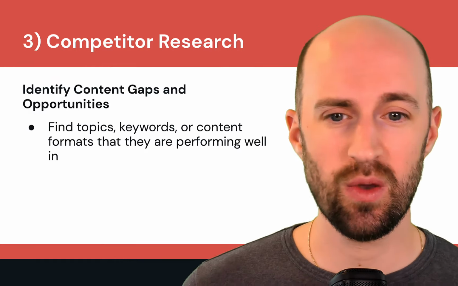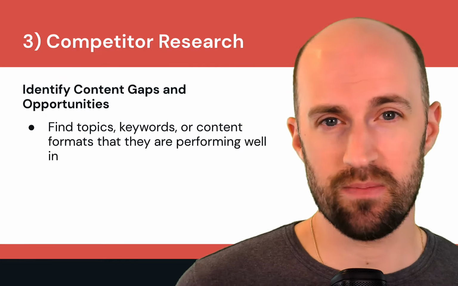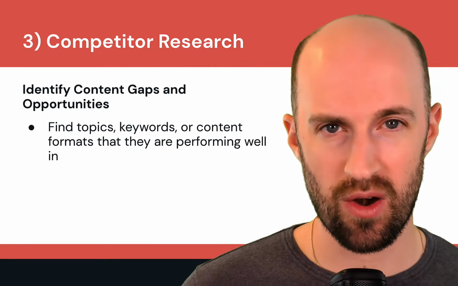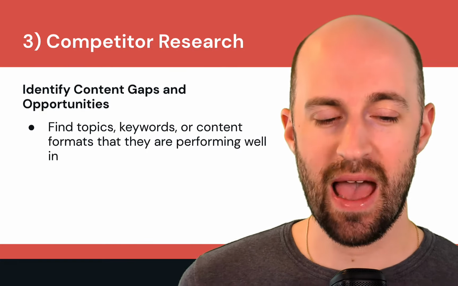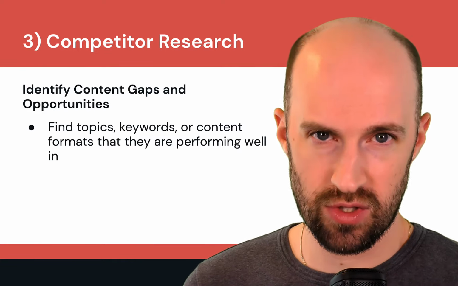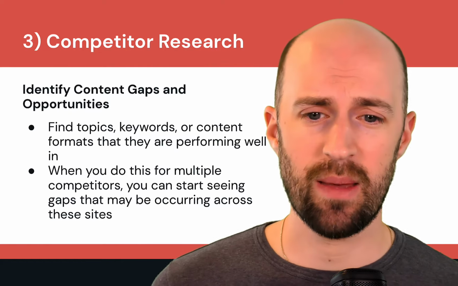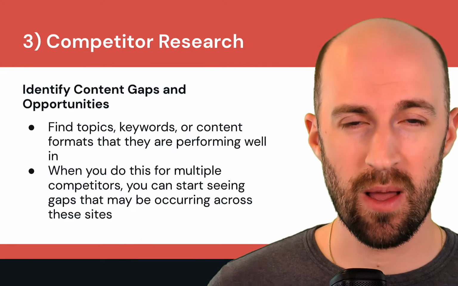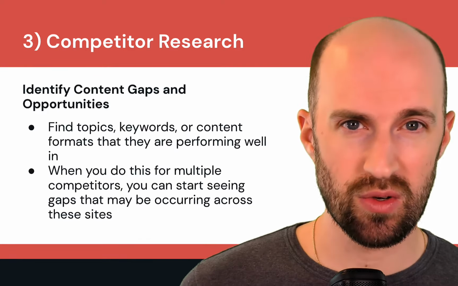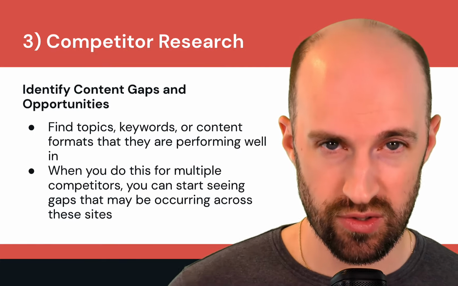Identify content gaps and opportunities. So this is where you would find topics, keywords, or content formats that are performing well, and then basically duplicating that on your site, like creating similar articles on those topics and seeing where your competitors haven't actually created content and creating those articles. So when you do this for multiple competitors, you can start seeing gaps that may be occurring across these sites. So let's say you look at 10 different competitors, but most of them don't have articles about a specific topic in your niche. Great, you can take advantage of that and create articles for those.